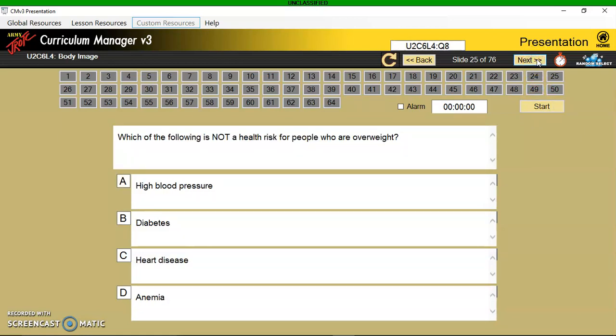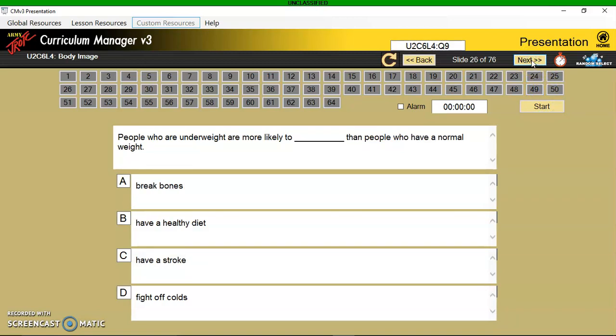Which of the following is not a health risk for people who are overweight? Is it high blood pressure, diabetes, heart disease, or anemia? And we go over that in your reading. That would be anemia, which is a lack of red blood cells to carry oxygen. People who are underweight are more likely to blank than people who have normal weight: break bones, have a healthy diet, have a stroke, or fight off colds. And we went over that. That's break bones, because oftentimes if you're underweight, you're missing some nutrition, malnutrition, and you may be prone to osteoporosis and weaker bones.